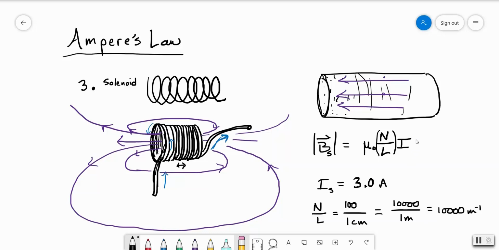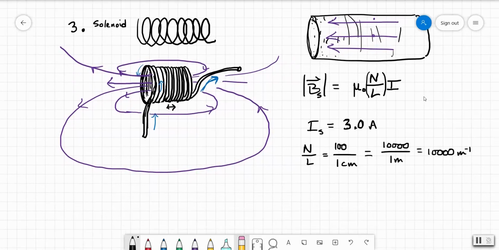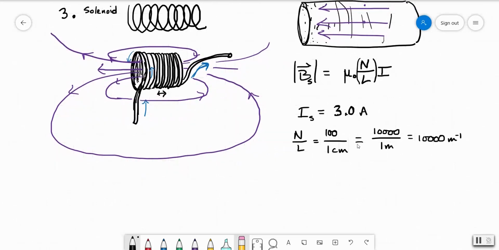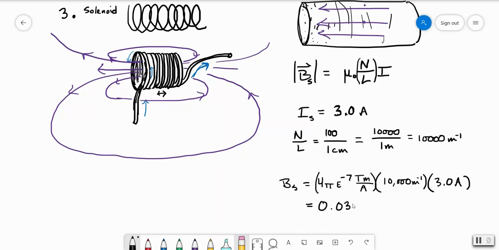Okay, and then of course mu naught is a constant, so we can just plug all of this in to calculate what we would expect out of such a reasonable solenoid. Okay, and if we run that through our calculator, we get 0.0377 Tesla.